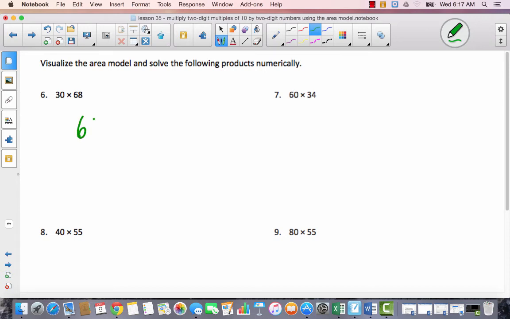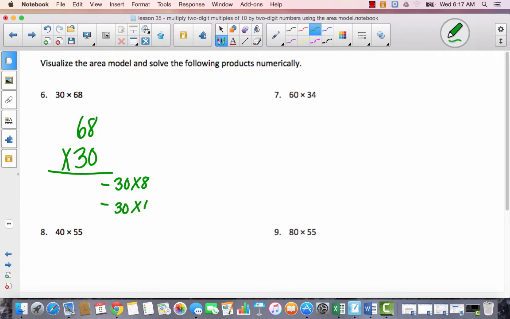So we've got 68 times 30. Remember, the multiple of 10 has to go on the bottom. If you don't do that, it's going to be very confusing. So remember, we're doing 30 times 8 and 30 times 60. So I've got 30 times 8. I got to write small because I can already see I wrote this too big.